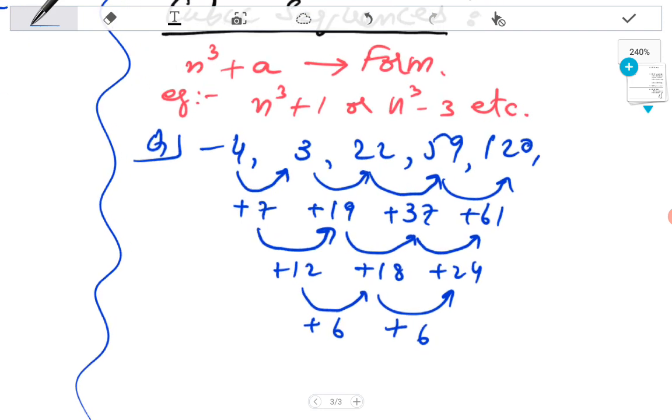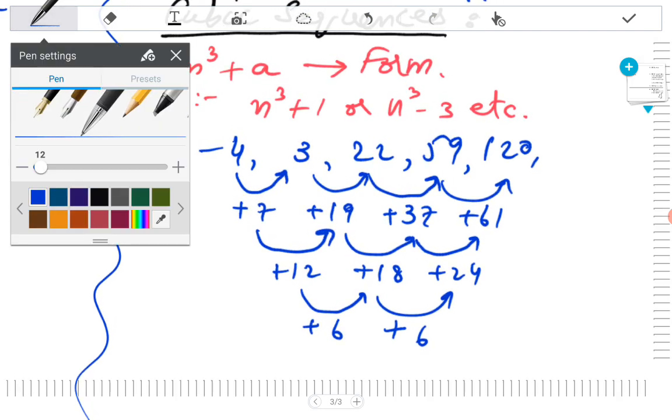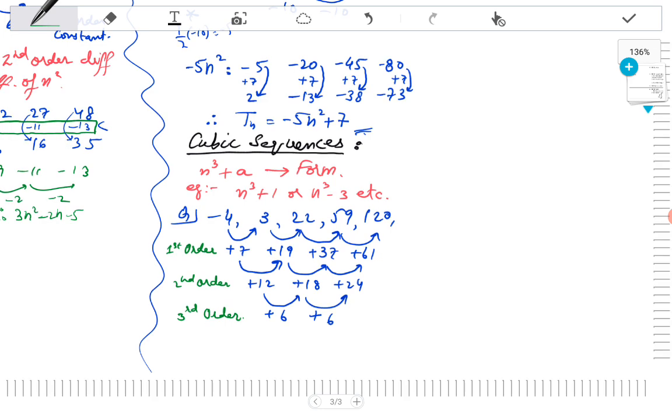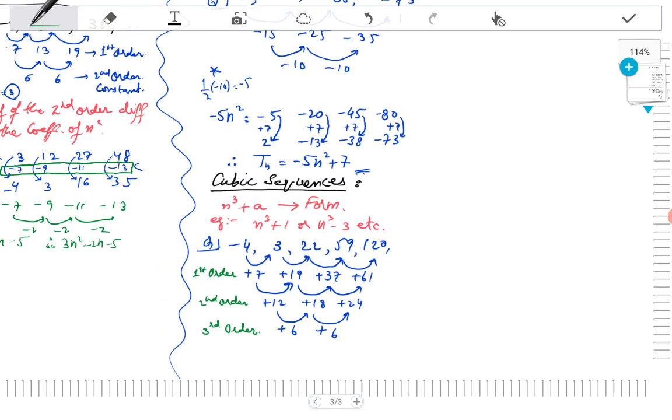So if we have the third order difference constant, this is the first order difference, this is the second order difference, not constant. Neither first order nor second order is constant, but the third order is coming constant. It means the formula behind is something in cubic form. Okay?